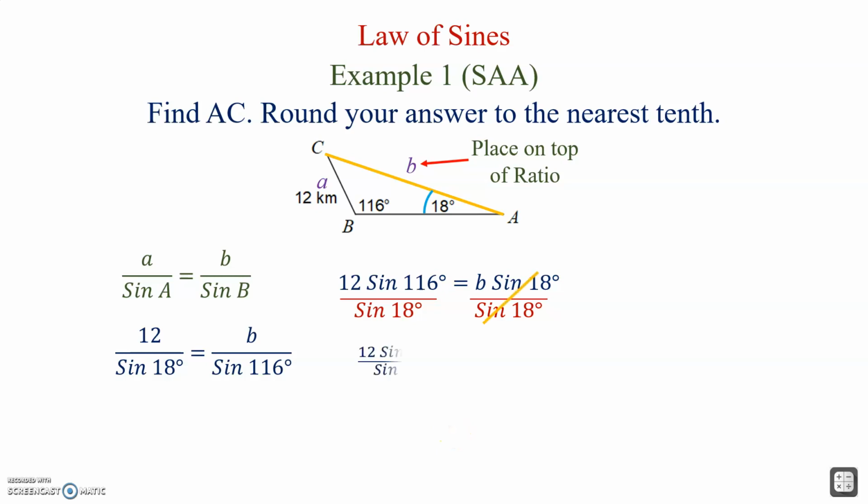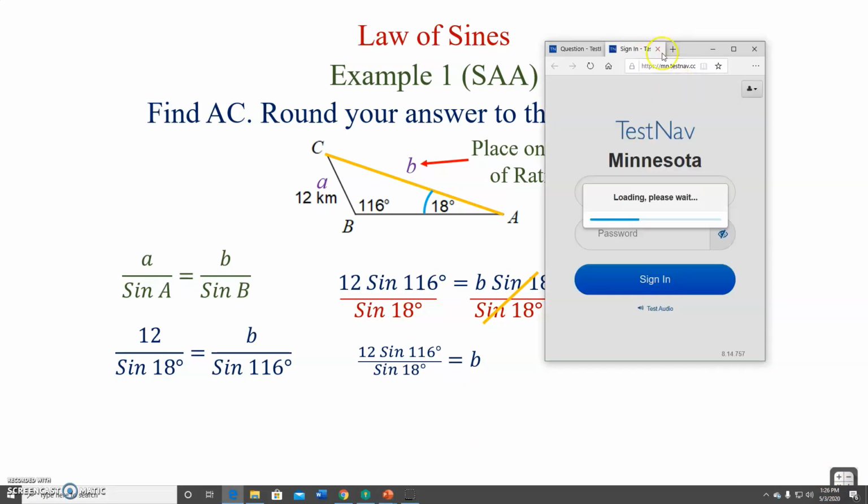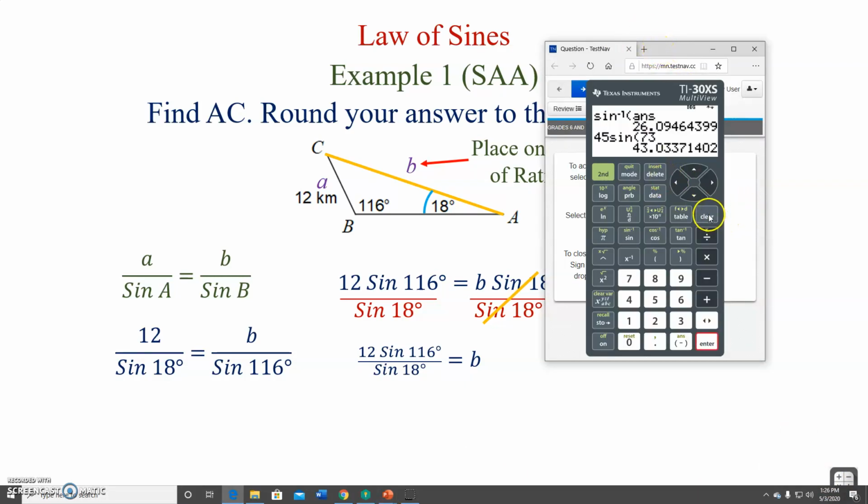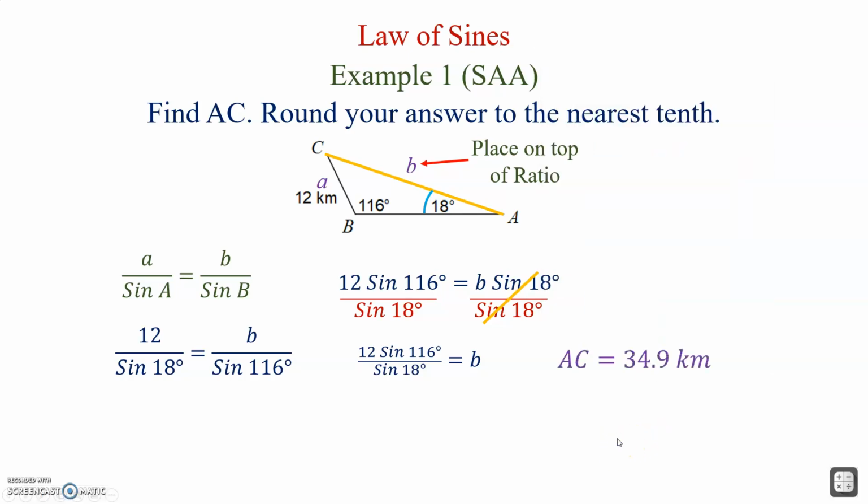So the only calculation will be 12 sine 116 over sine 18. That's what I'll put into the calculator. So let me clear this. So we get 12 sine 116 all over sine 18. So put it all in the calculator. Gives us about 34.9-ish. So B, 34.9-ish.